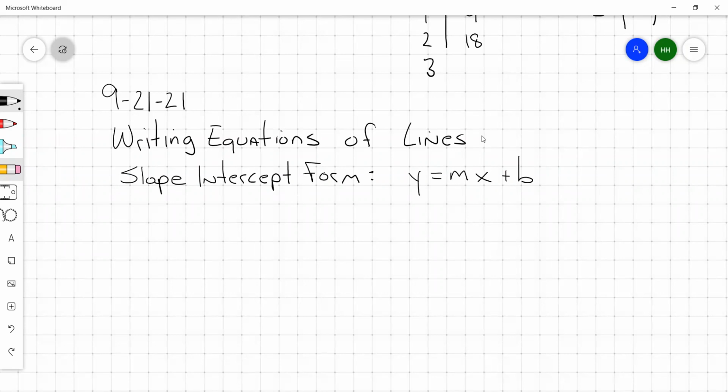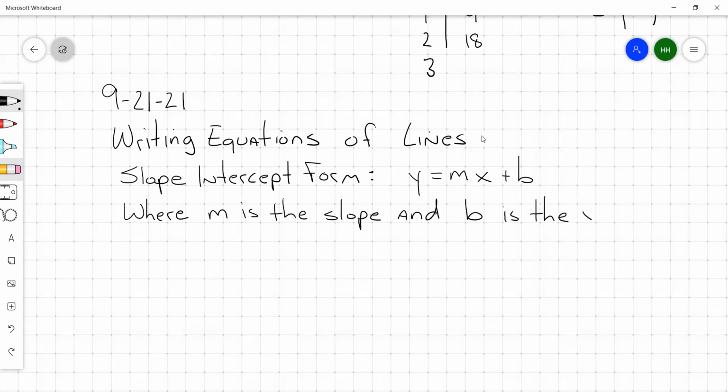where m is the slope and b is the y-intercept. So in the first part of your assignment, you're going to be asked to write an equation in slope-intercept form.